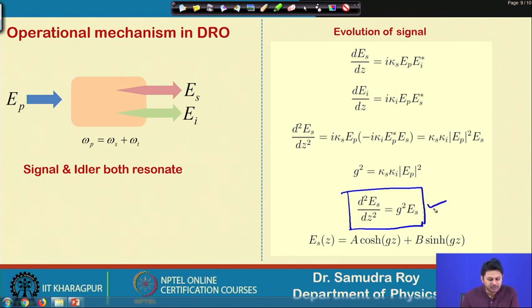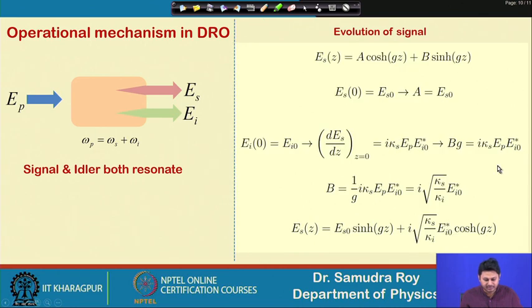Now, in this particular situation, we need to put some boundary condition, and this boundary condition basically gives us the idea how these two fields are generated. So if I write the solution, please note, as I mentioned at the beginning of the class, the solution is A cosh plus B sinh G z. This is a general solution. If we consider this a general solution, then next we would like to put the boundary condition to figure out what A and B are.